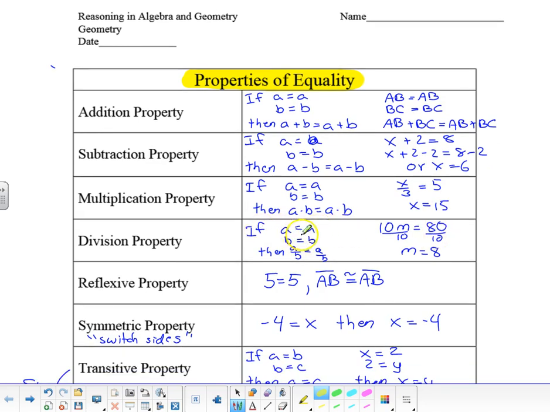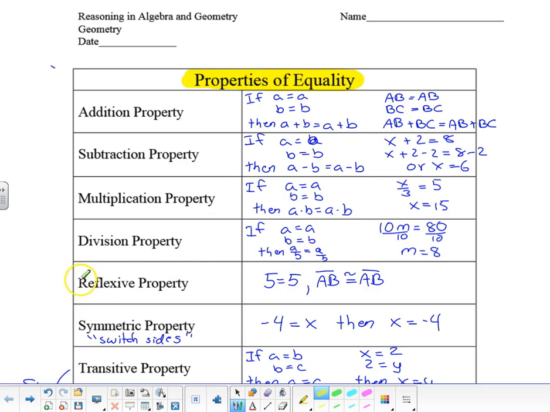Division property: if A equals A and B equals B, then A divided by B equals A divided by B. And we see this here, when we're solving 10m equals 80. We're going to divide both sides by 10, and the result of that would be m equals 8, and the reasoning would be the division property of equality. All right, so that's a lot of algebra solving. We've already done some of that this year, so it should be kind of familiar to us.